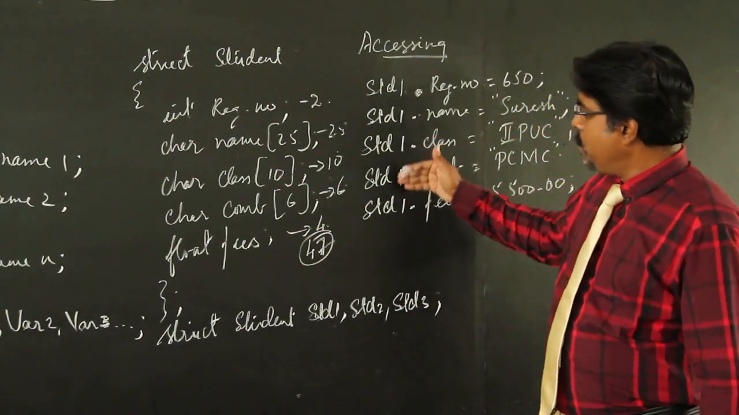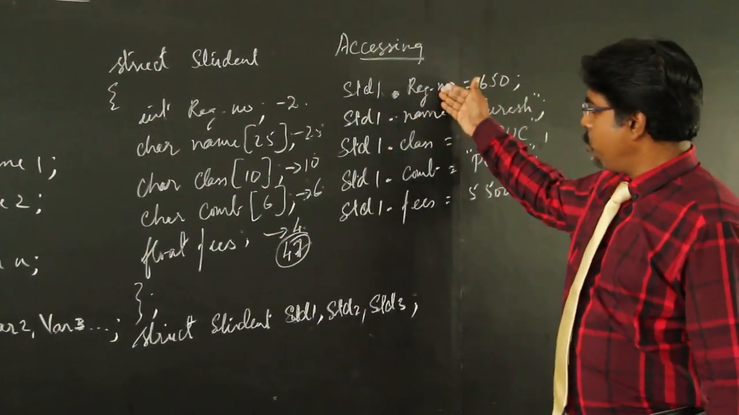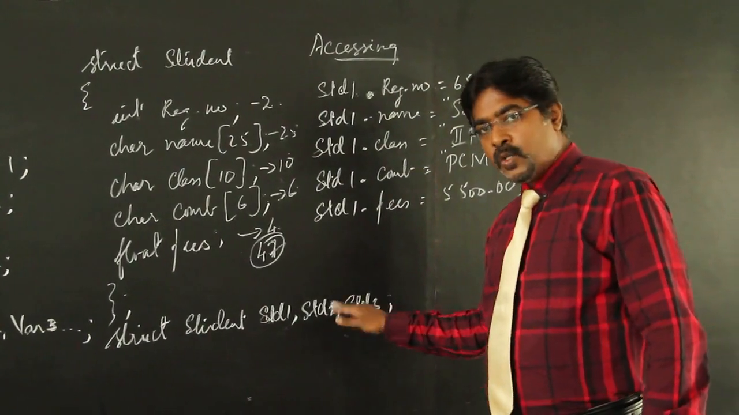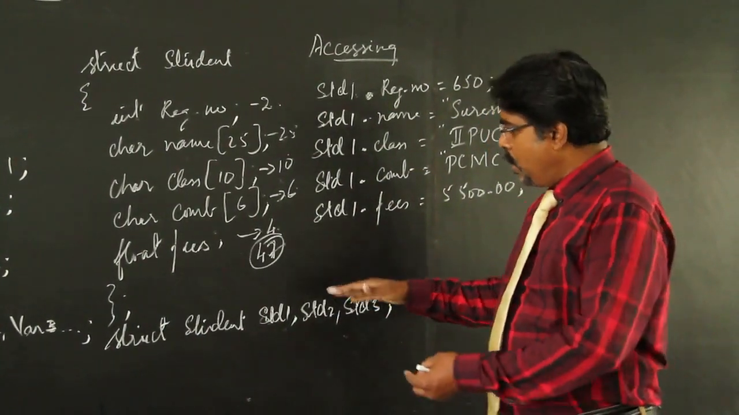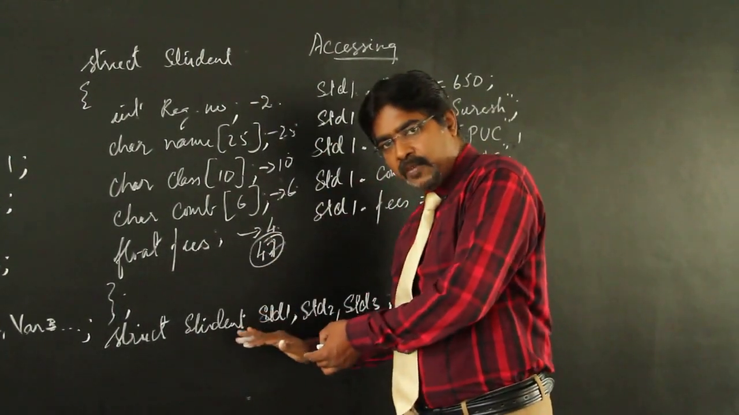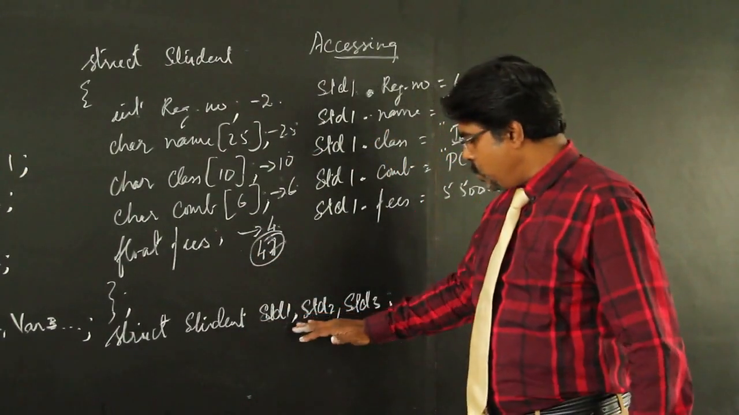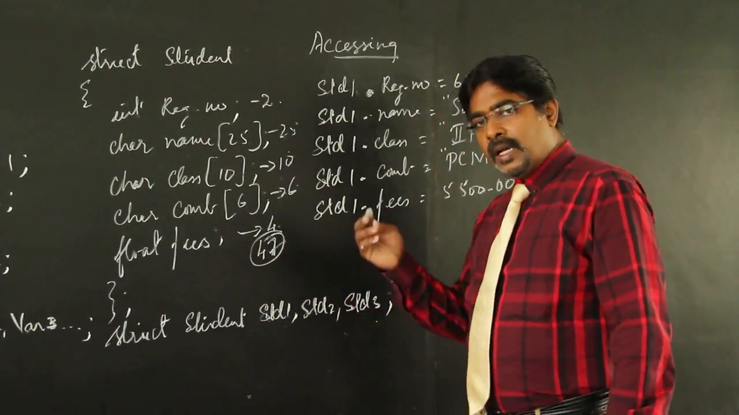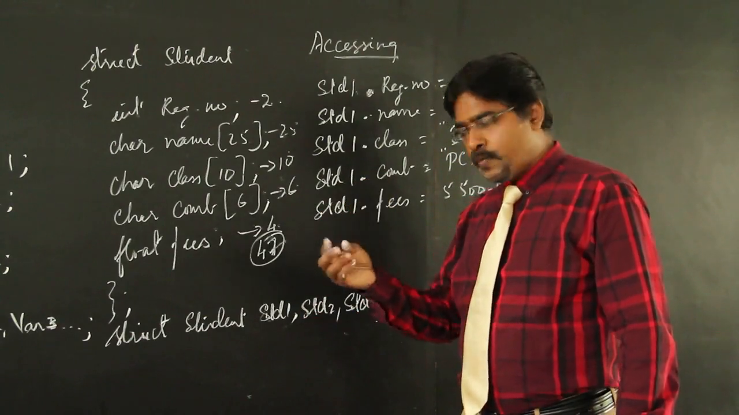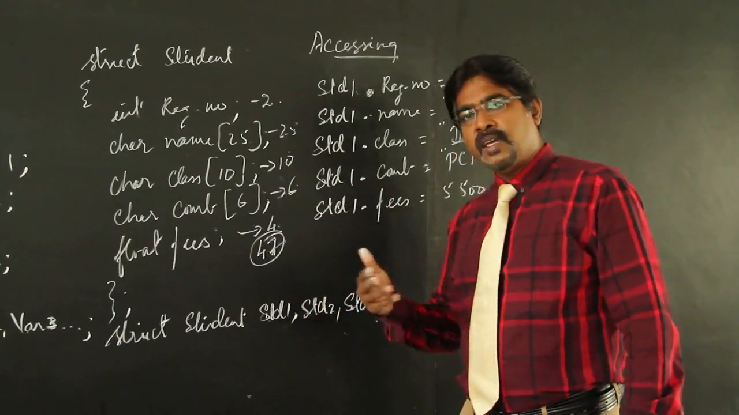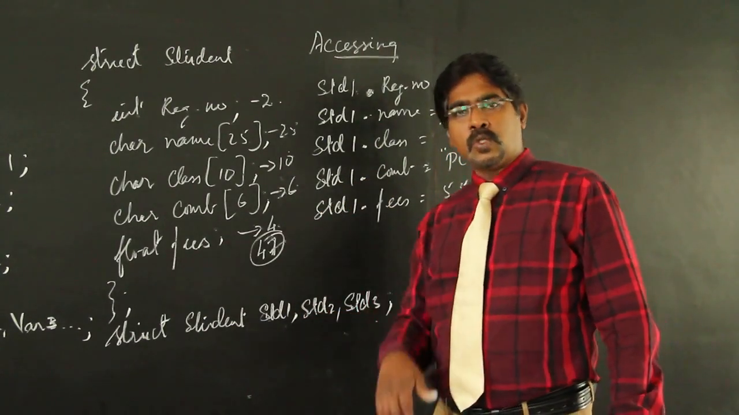As I said before, std1 dot register number, likewise we can use std2 dot register number. So a template is created separately for std1, likewise std2 as well as std3. The corresponding members for std2 or std3 will be taken into consideration, and we are going to store the value.